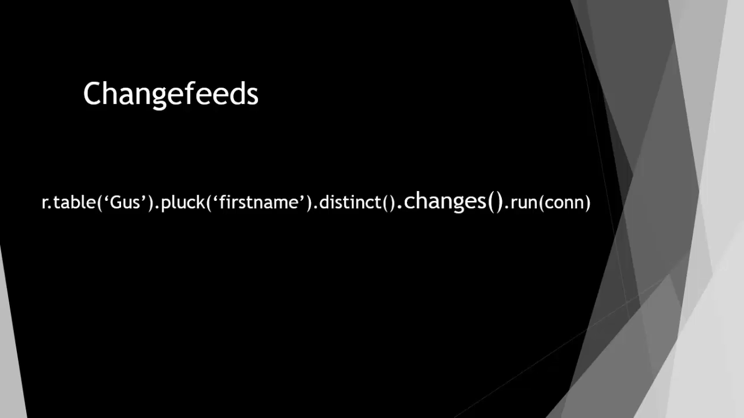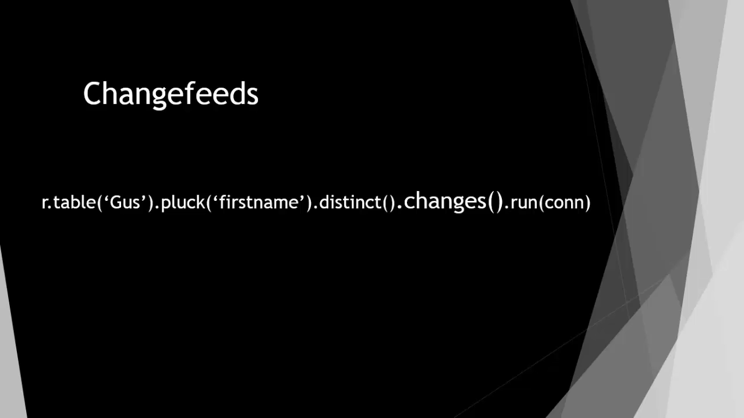Now let's go back to change feeds for a minute. All you need to do to subscribe to a change feed is to chain the changes command onto your query. Looking at the example from before, if you wanted the database to notify your app whenever there is a change to the unique first names in the Gus table, you would simply change the code to r.table('gus').pluck('first_name').distinct().changes().run(conn).